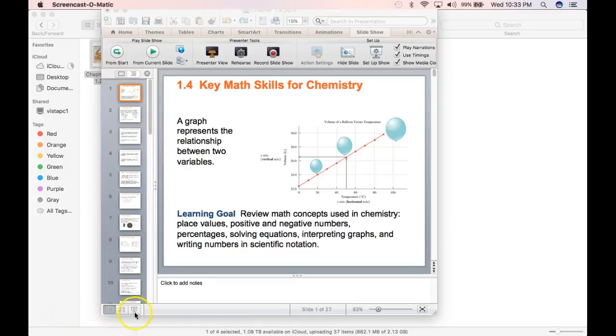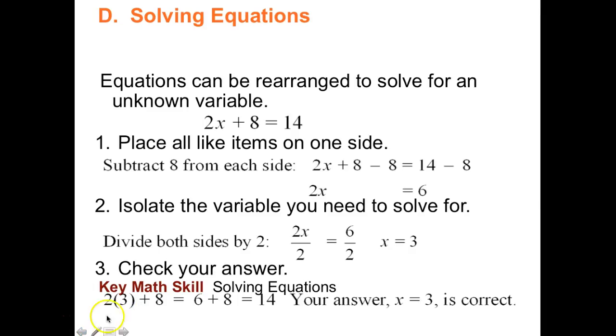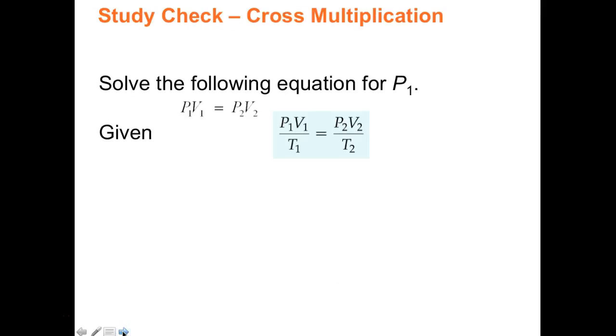Continuing where we left off, we talked about solving for x, and in the next slide we'll look at this particular equation. Ignore this one. We're only looking at this equation, P1 V1 is equal to P2 V2. Now it says solve for P1.